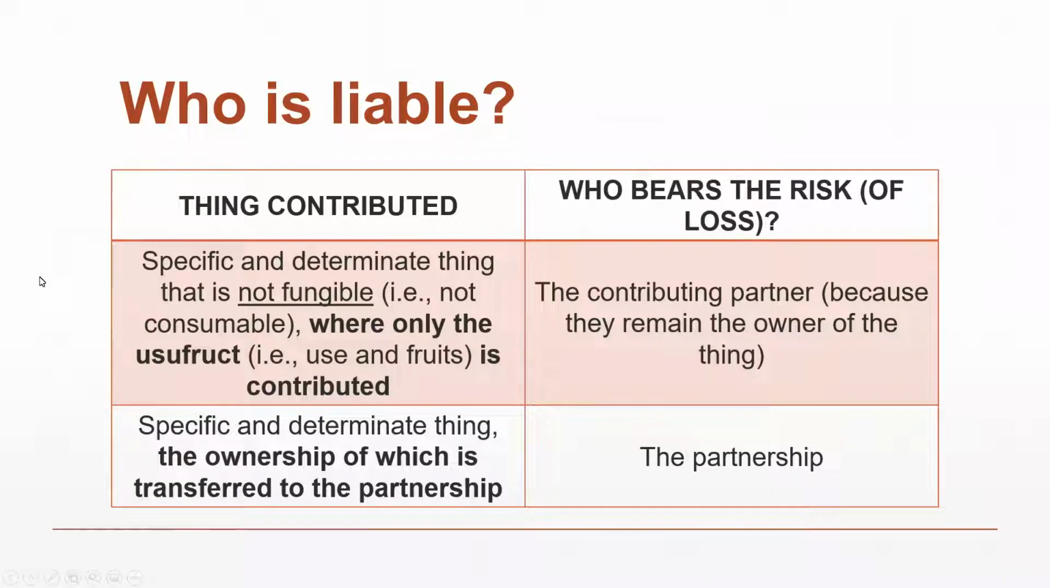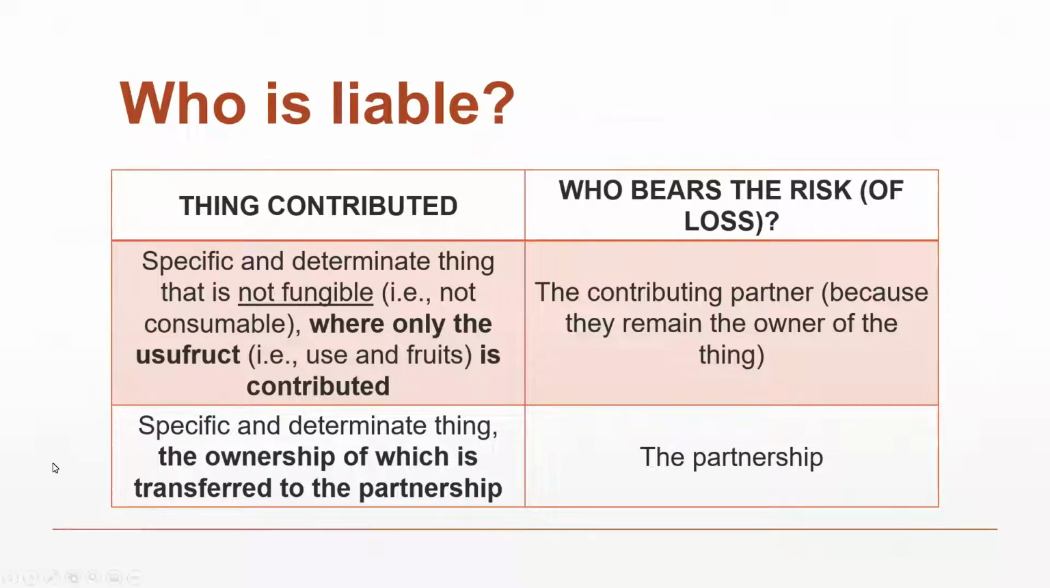Specific indeterminate thing that is not fungible, basically not consumable, where only the usufruct is contributed to the partnership. If that thing is lost, then of course, it is still the contributing partner who is the owner of the thing. And therefore, applying res perit domino, it is the contributing partner who bears the loss.